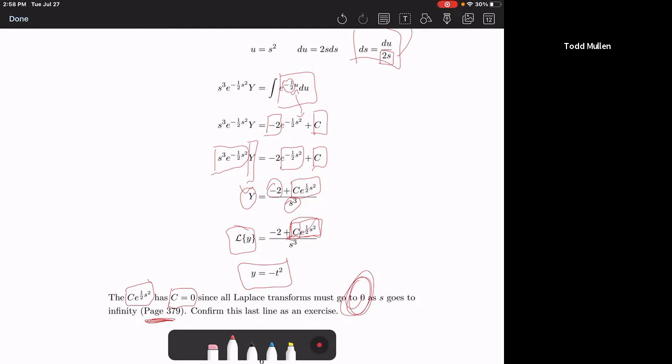So if c is equal to 0, this whole thing cancels out, and we're left with negative 2 over s cubed. And I'll leave that as an exercise for you to show why the Laplacian of negative t squared is equal to negative 2 over s cubed.